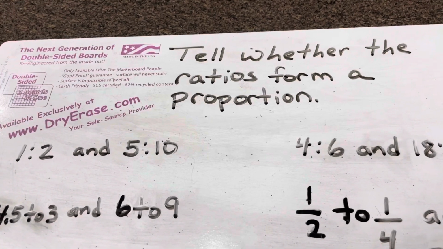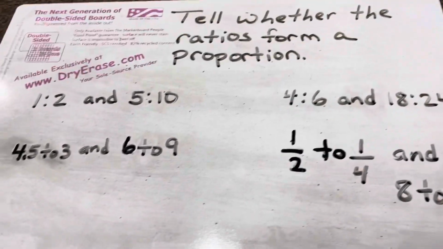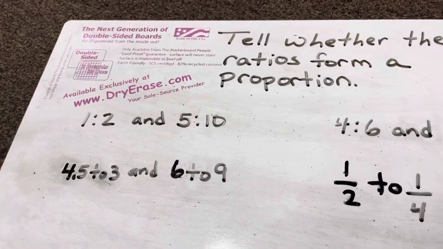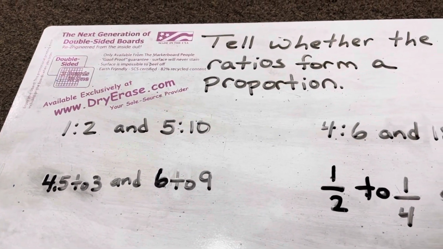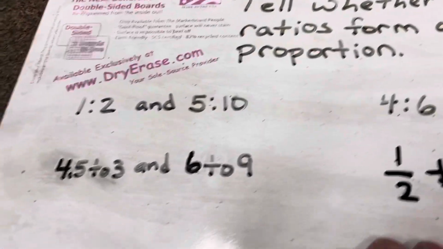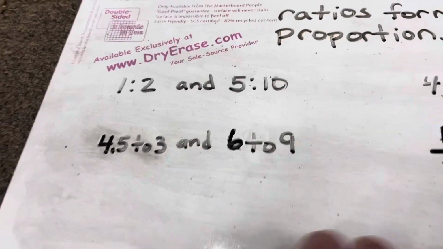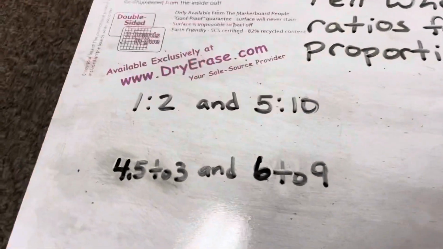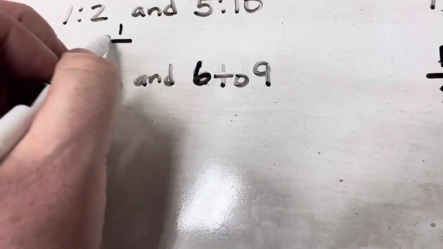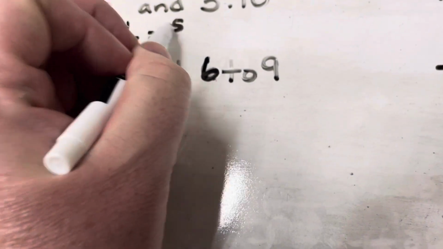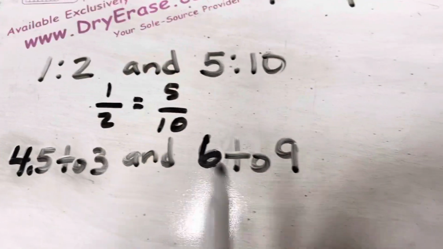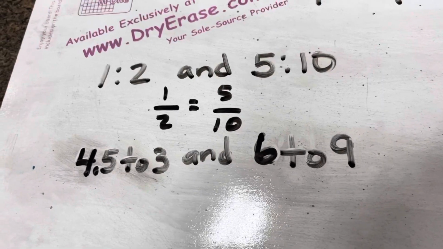And so when I look at these, when they talk about forming a proportion, they want to know, are the ratios equivalent? That's essentially what they mean. So when they talk about proportions, if we look at this first one, 1 to 2 and 5 to 10, essentially what they want to know is if we set them up as fractions, like a proportion, we would make this 1 over 2 for 1 to 2, 5 over 10 for 5 to 10. And we're going to ask, are these equivalent?